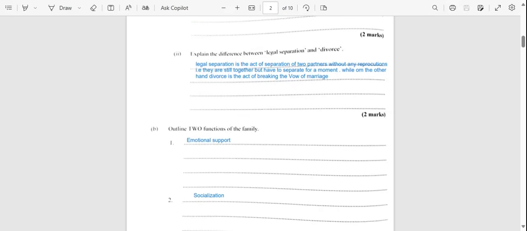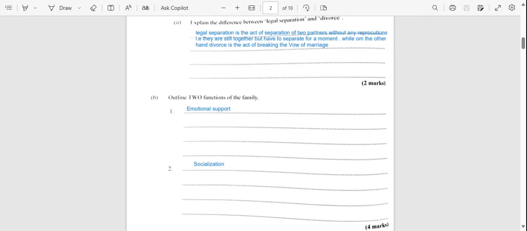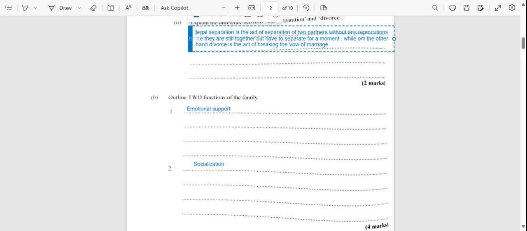So for the second one, it says explain the difference between legal separation and divorce. Legal separation is the act of separation of two partners without any repercussions, i.e., they are still legally married but have to separate for a period of time. While on the other hand, divorce is the act of breaking the vow of marriage and, through legal procedures, breaking up the marriage in its entirety.